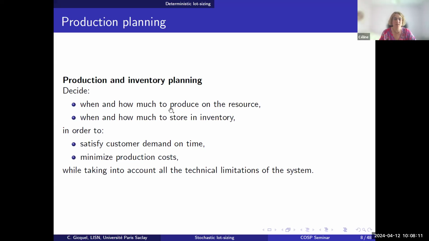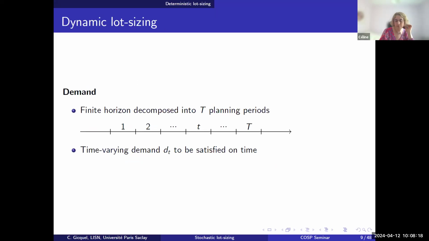So this is a general definition of production planning, and lot sizing is a specific case of production planning in which we have the following features. First, in terms of the demand, we are looking into the future and considering a finite horizon decomposed into a discrete set of planning periods. For instance, you can imagine a planning horizon of 2 months divided into 8 one-week periods, or 2 weeks divided into 14 days. This depends on the industry.